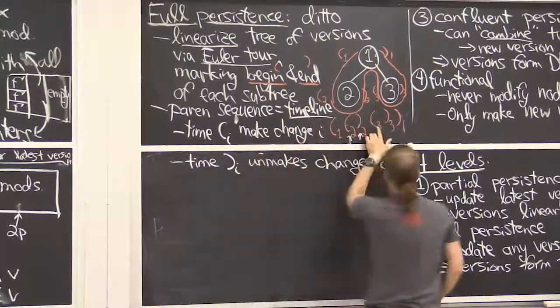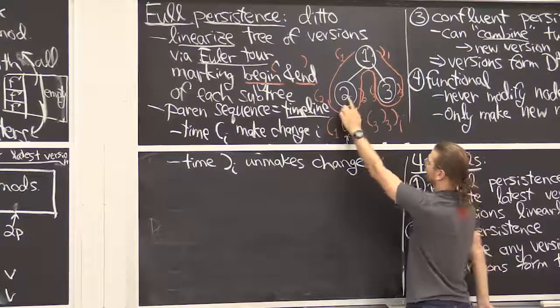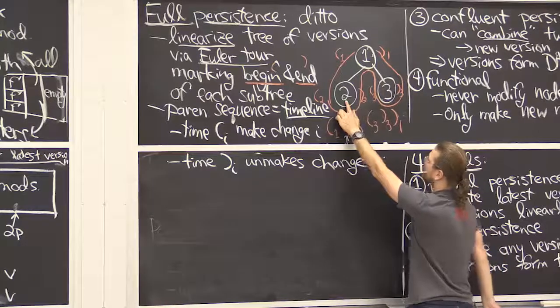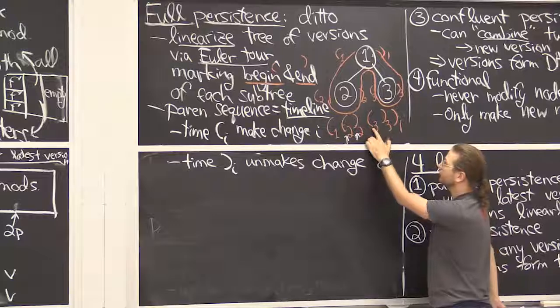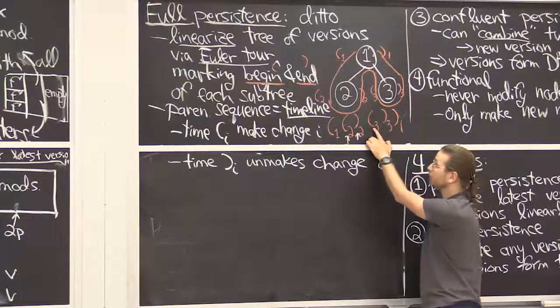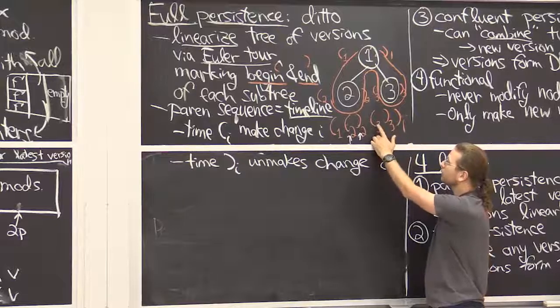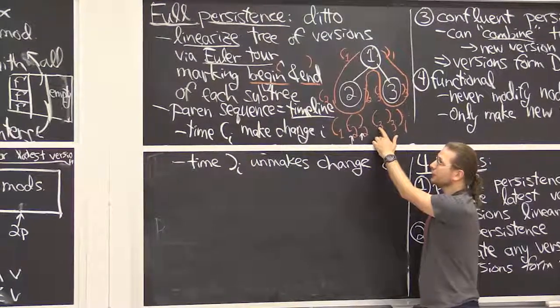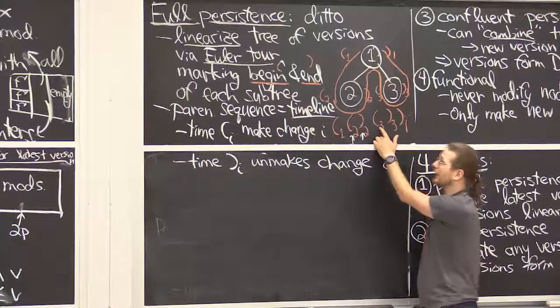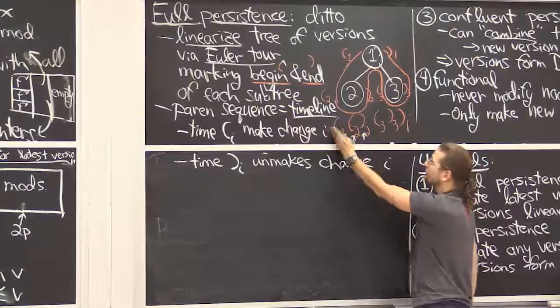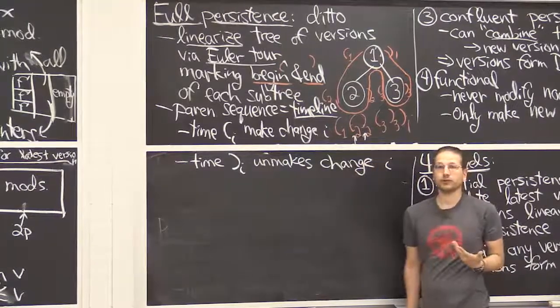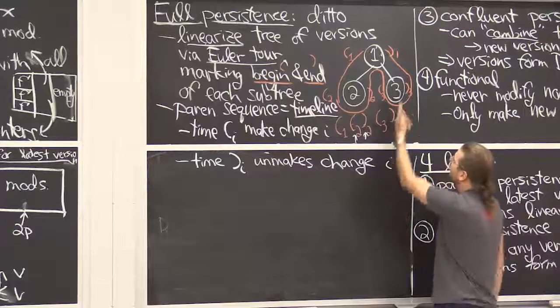Because when I look at version 3 over here, it doesn't have any of the changes that were made in version 2. And if I look at the open paren 3 time in this linear timeline, and I want to know what changes were made here, just like in a regular linear timeline, I can look at all of the past things and accumulate all of those changes. That will be the same thing as in this tree.